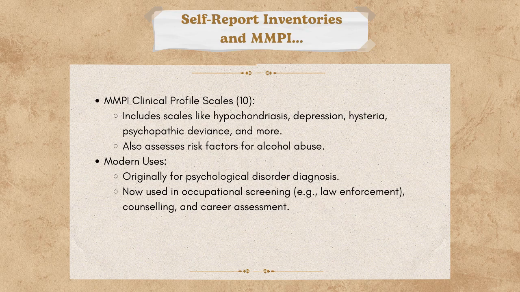Responses are scored to produce a clinical profile composed of 10 scales: hypochondriasis, depression, hysteria, psychopathic deviance, social deviance, that is, masculinity versus femininity, paranoia, psychasthenia, obsessive compulsive qualities, schizophrenia, hypomania, and social introversion. There is also a scale to ascertain risk factor for alcohol abuse.